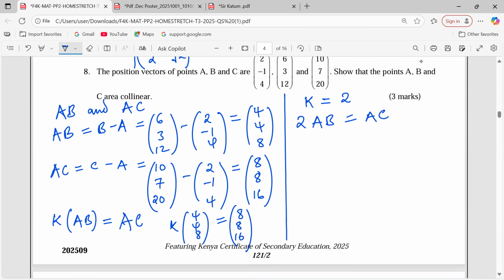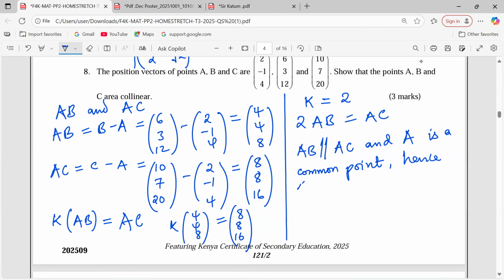If we have discovered that one vector is a scalar multiple of the other, then we can say that the two vectors, AB and AC, are parallel. We identify a common point. Out of the 3 points, which one is appearing in both vectors? A. So A is a common point. Hence, A, B, and C are collinear.